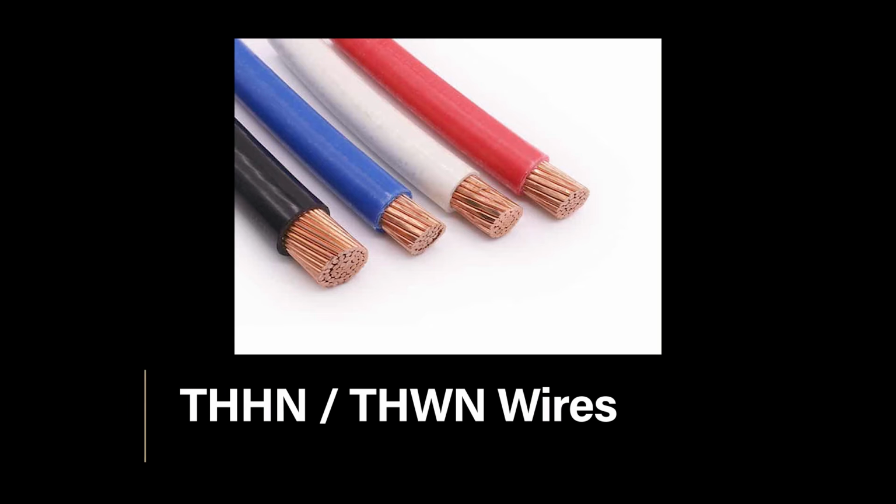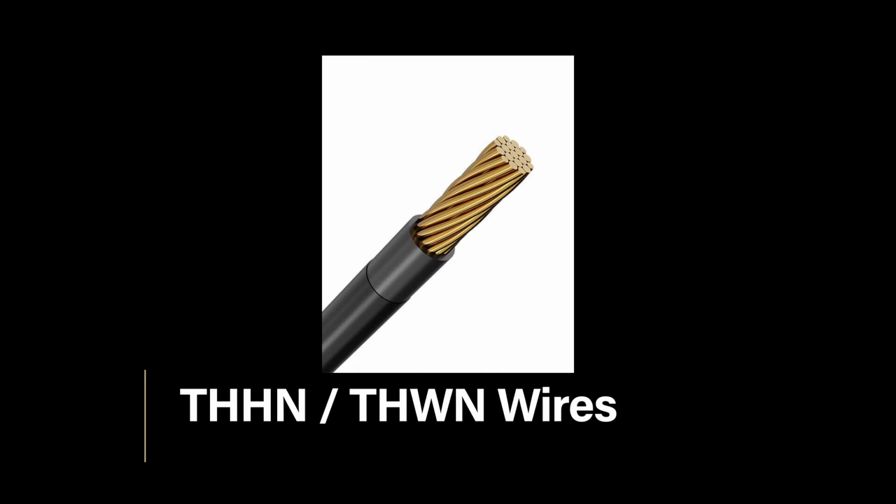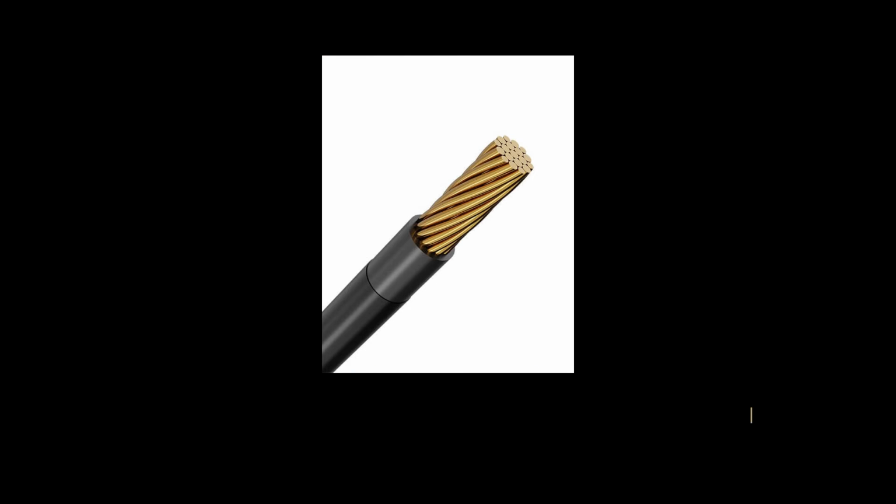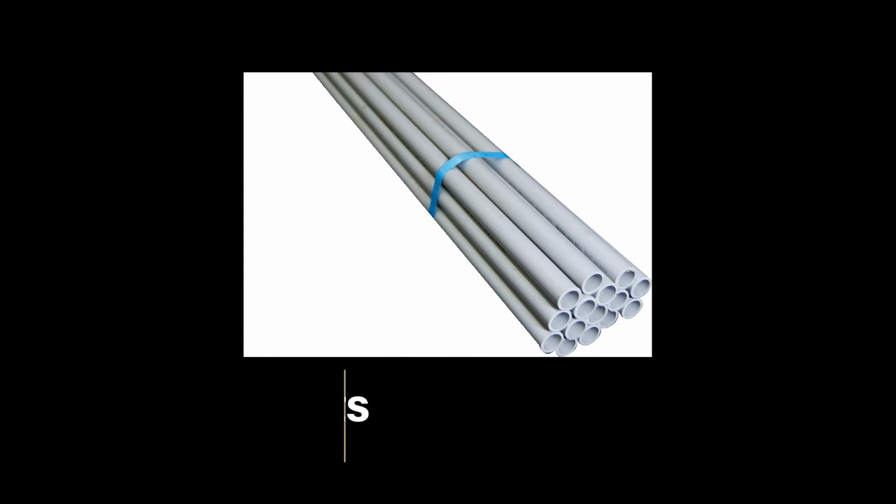THHN, THWN wires. These wires are single conductor wires that have a nylon covering. This wire can be used in wet and dry locations. Conduits. These can be metal or plastic tubes that protect wires in unfinished areas and less commonly used inside homes.